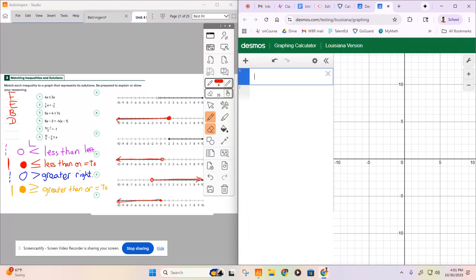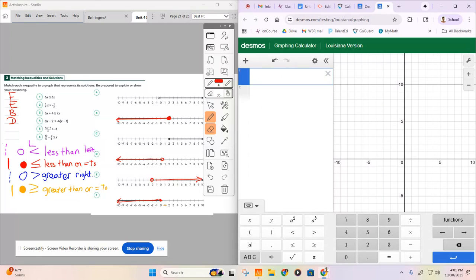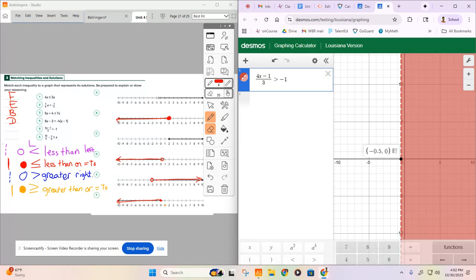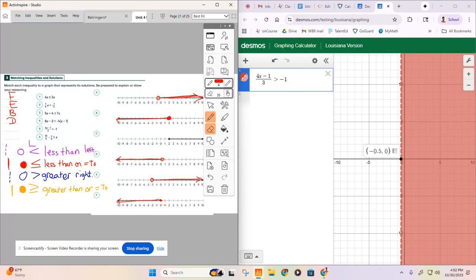For number 5, because it's starting out with a fraction like that, I start out hitting the slash or the divide. Now in the numerator, I'm going to type 4x minus 1. I'm going to go down to the denominator and type a 3. I arrow over. My inequality symbol is greater than -1. My boundary line is on -1/2. It's dotted, so it should be an open circle between 0 and -1 at -1/2 and shaded to the right.